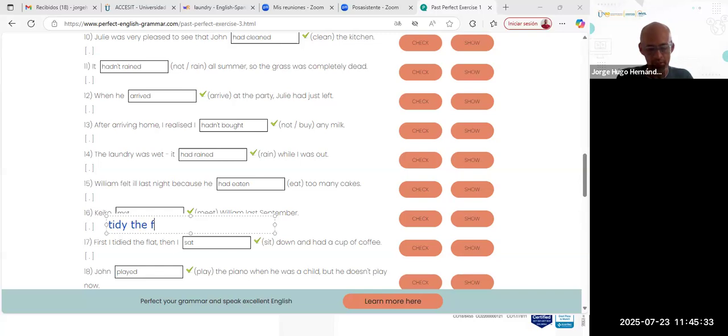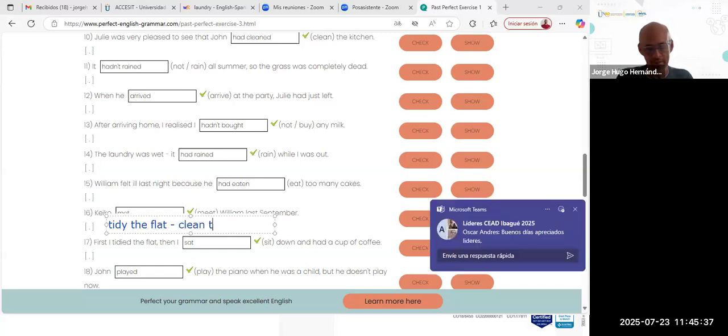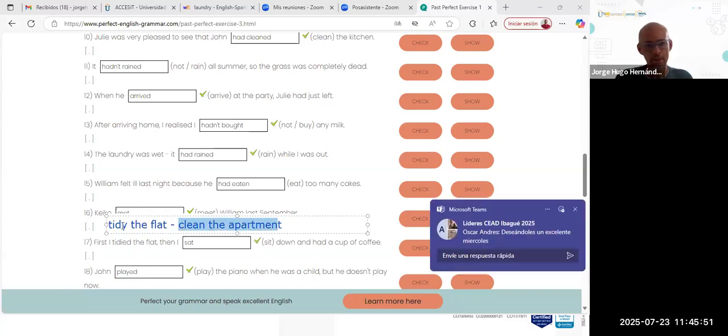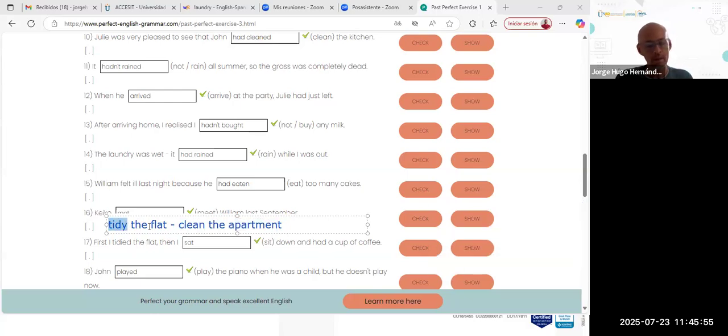When I say I tidy the flat, it's something like I clean the apartment, okay? When I say I tidy the flat, it means I clean the apartment, no? It's very common to say tidy, no? Tidy, for example, I tidy my bedroom. That means I clean my bedroom, okay? I tidied the flat, then I sat down and had a cup of coffee.